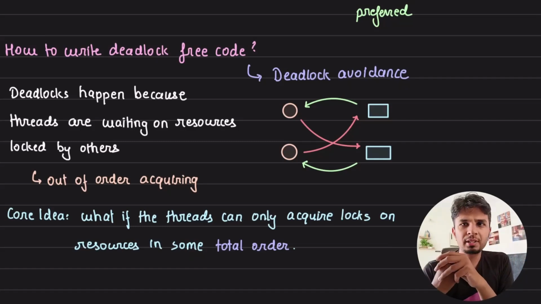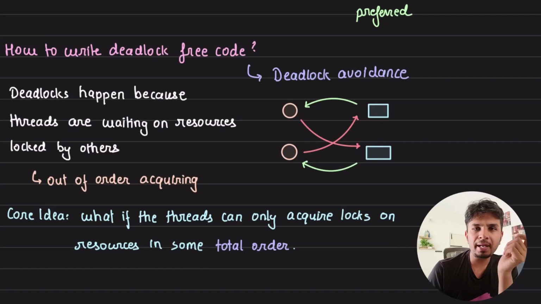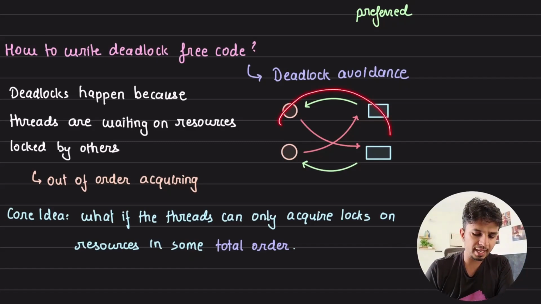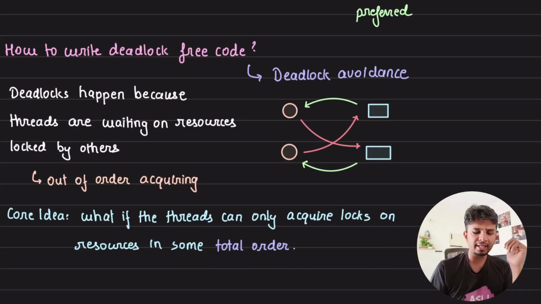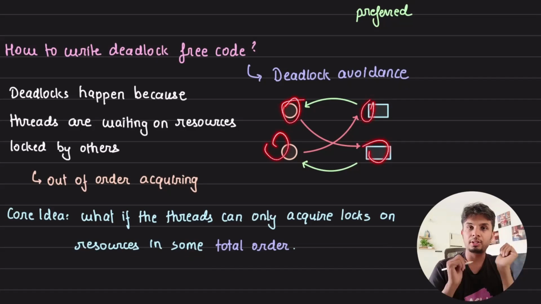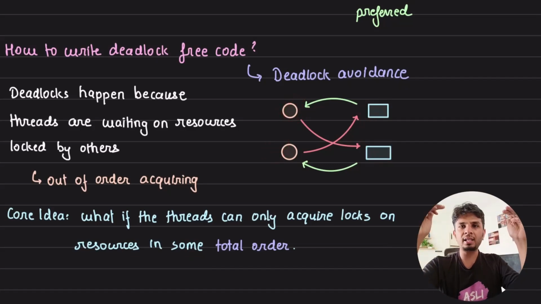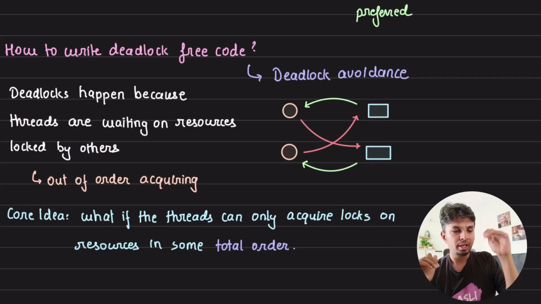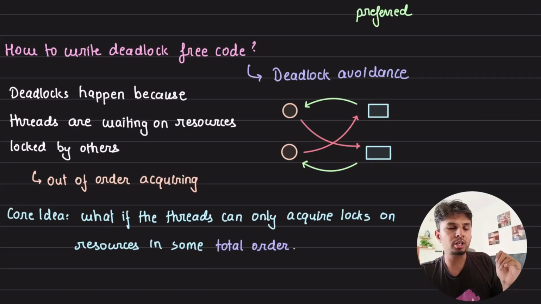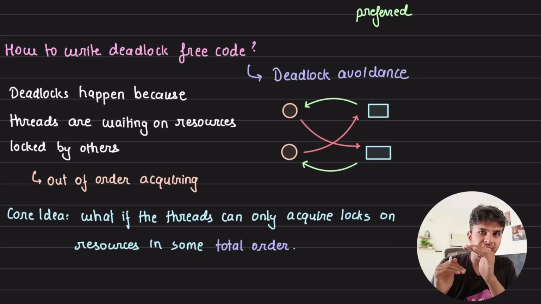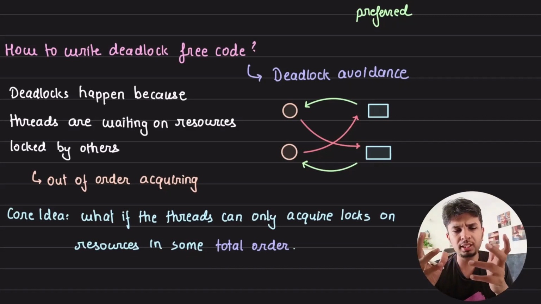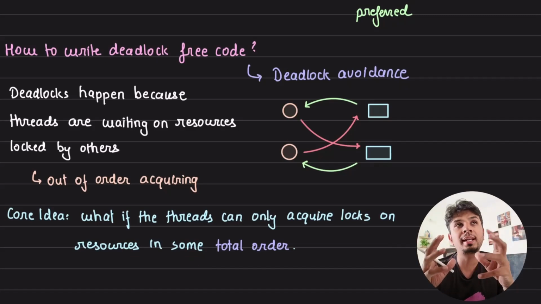Thinking from first principles, the program enters into a deadlock state because of a cyclic dependency that is formed, right? Let's take the example of two threads and two resources. Thread T1 has the lock on R1, wants the lock on R2. T2 has the lock on R2, wants the lock on R1. Because of this out of order acquisition, you see this deadlock situation happening.